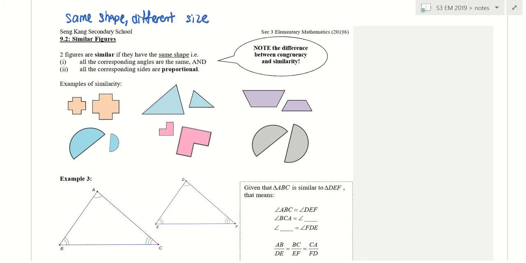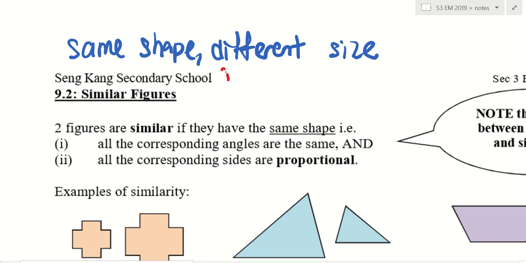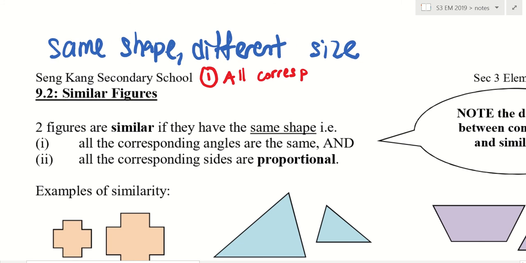I write this in blue, but there's one more thing that is more important. Maybe I want to write in red. All corresponding angles are equal. That means the angles are the same.